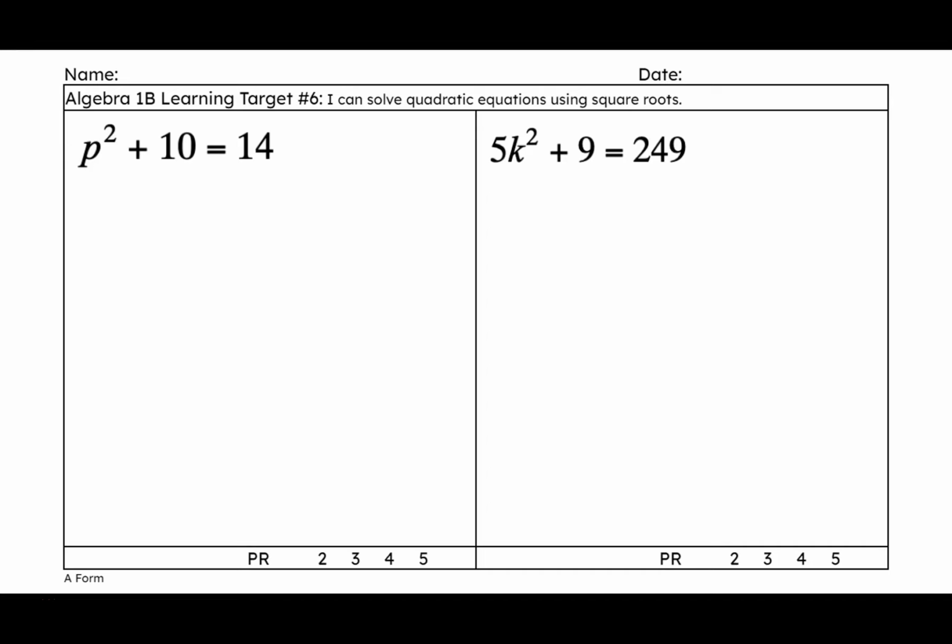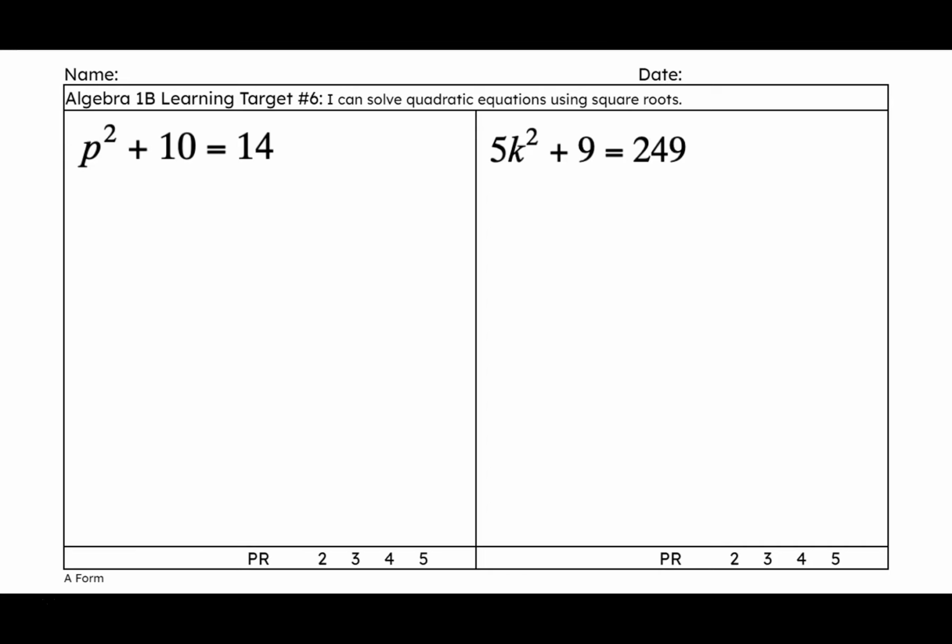So, like in Algebra 1A, we are trying to solve for the mystery number P or the mystery number K. We're making sure to do the same inverse operations to both sides of the equal sign to keep it balanced, and eventually isolating the variable. Now there's one big difference here: we've got a special new function that we're going to have to undo. Just like addition and subtraction are inverses, they undo each other, so does multiply and divide. Well, the square and the square root, they undo each other. So we're going to have to consider that when we are unwrapping these equations.